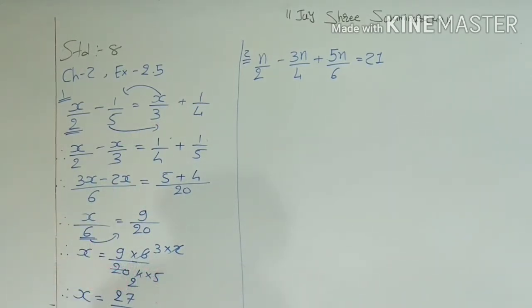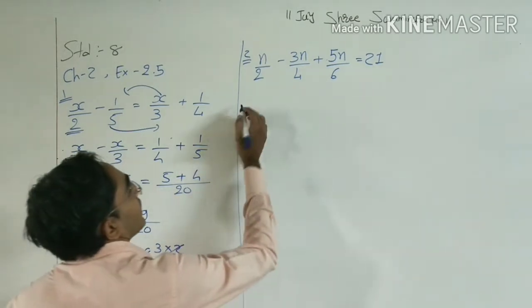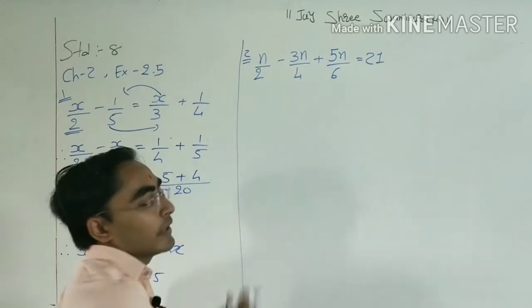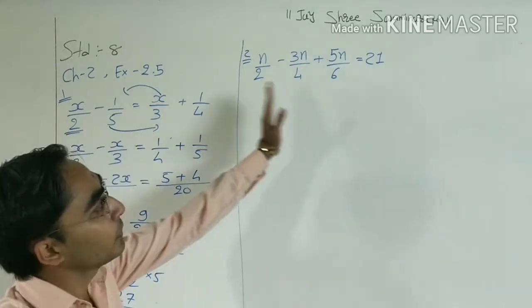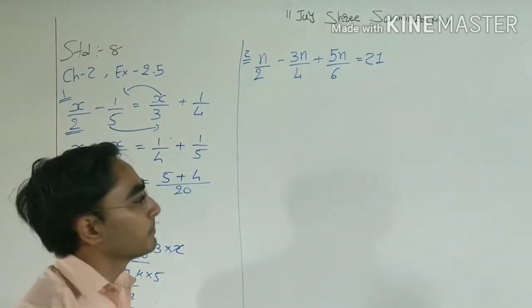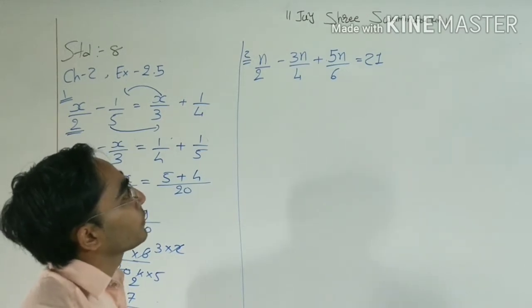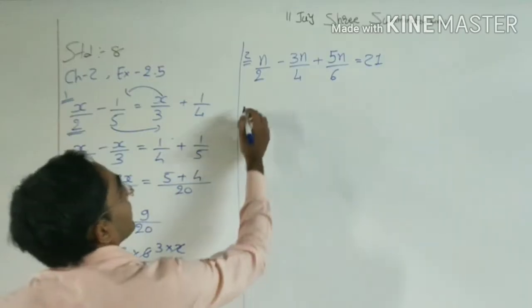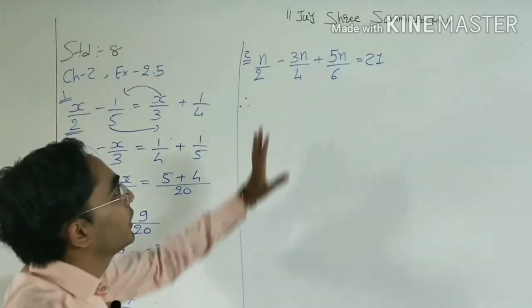Then question number 2. Here on the left hand side, all the terms contain n, right? So we can take the LCM here. We need to take the LCM.